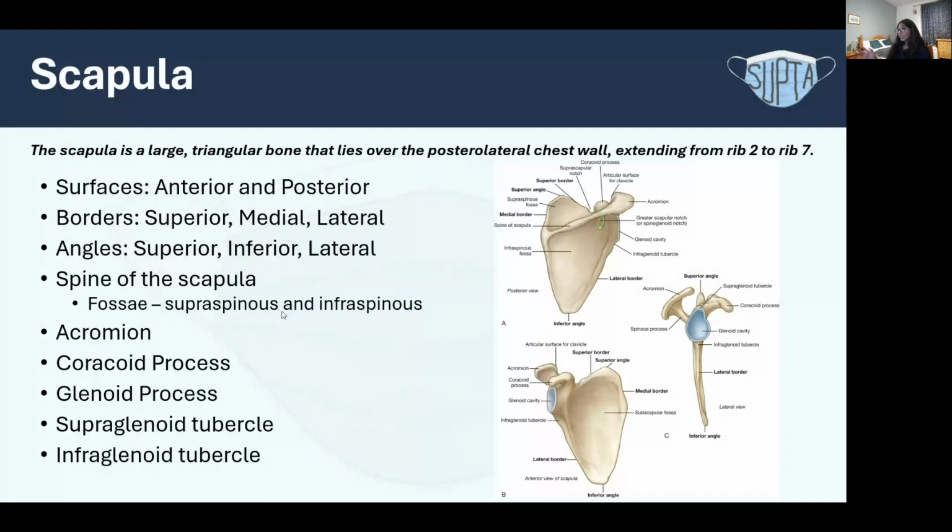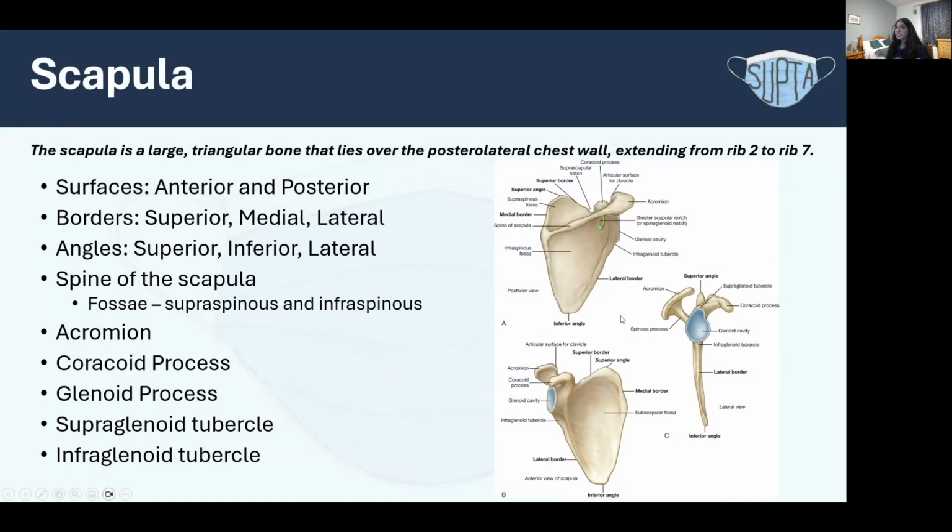So starting off with the scapula, it's basically a large triangular bone that lies over the posterolateral chest wall, and it extends from rib 2 to rib 7. And one of the most prominent surface features of the scapula is the spine of scapula. And that can be noticed on the posterior part of it. So when you actually feel your back, you can actually feel the spine of the scapula. That's that very prominent structure over there.